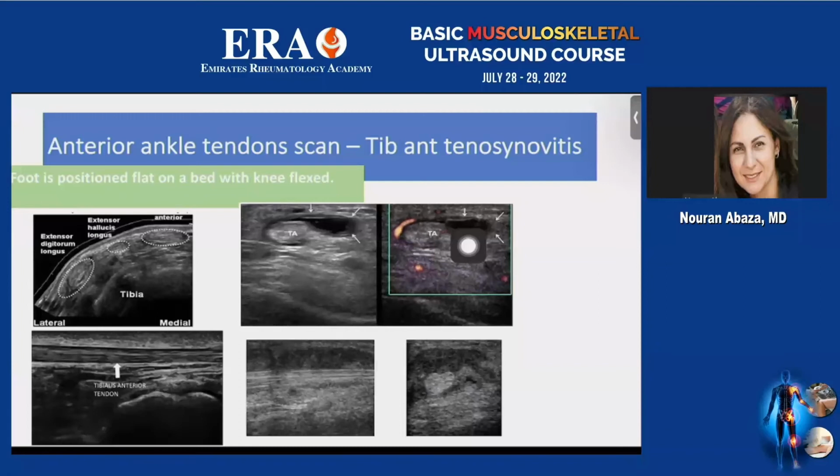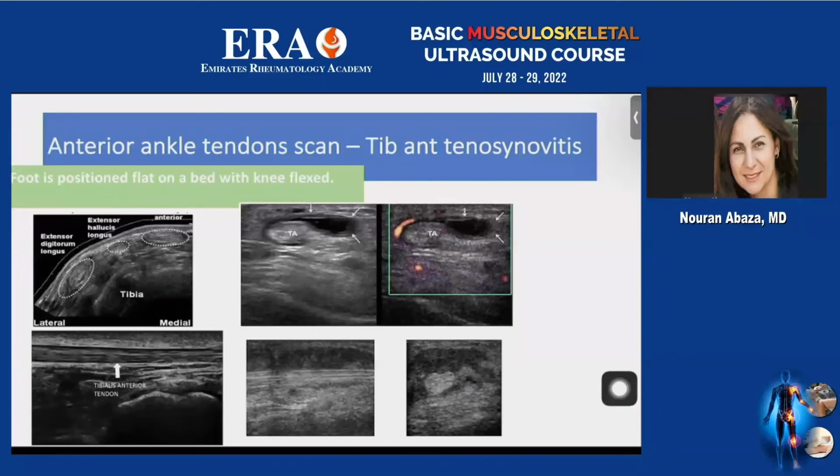When it comes to the longitudinal, this is the normal longitudinal scan, and this is another longitudinal scan with distension of the tenosynovium around it. And this is its corresponding transverse scan. Of course, here you can see synovial hypertrophy within the synovial sheath.